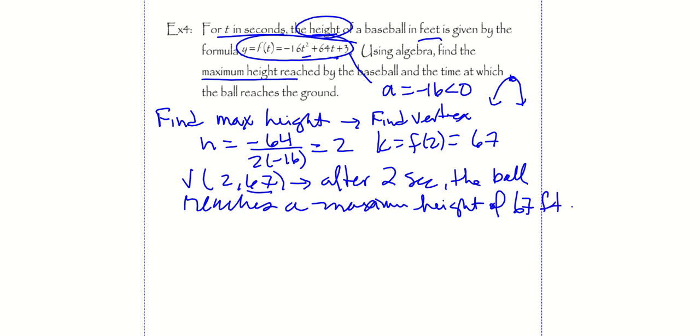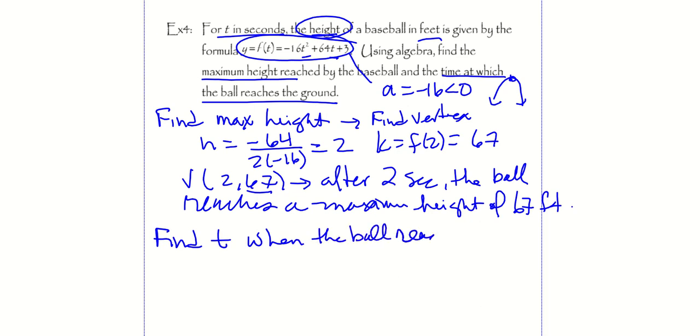So we found the maximum height, and we want to find the time at which the ball reaches the ground. So we want to find t when the ball reaches the ground. Well, we have information about height, which is our f, our y, and time, which is our t. So what's going to be true when the ball hits the ground? The ball is going to hit the ground when the height, which is f of t, equals 0.